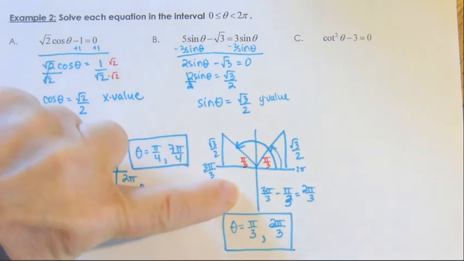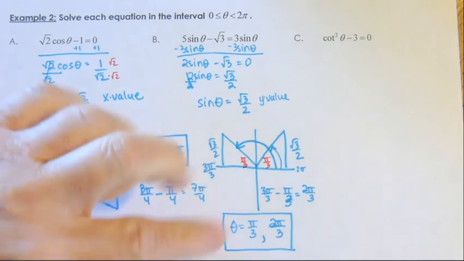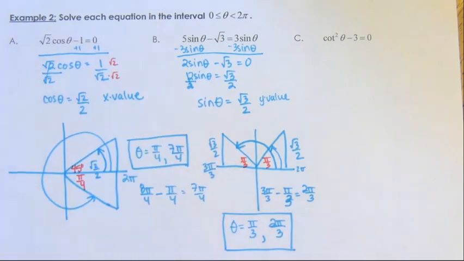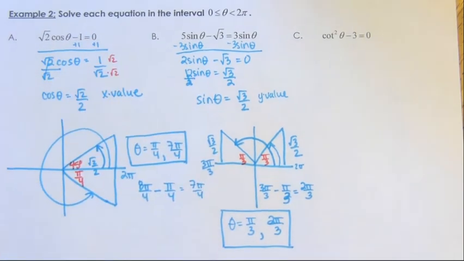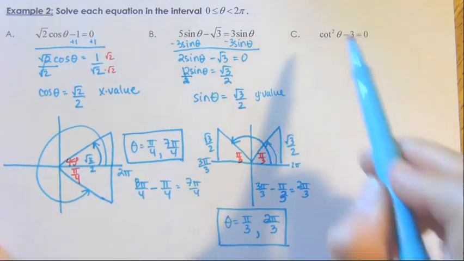If it would have been in this quadrant, then you would have done 3 pi over 3 plus pi over 3. Just kind of give you an idea there. All right, next one, cotangent. It's kind of one of those weird ones, but we can do this. Notice that that says squared.